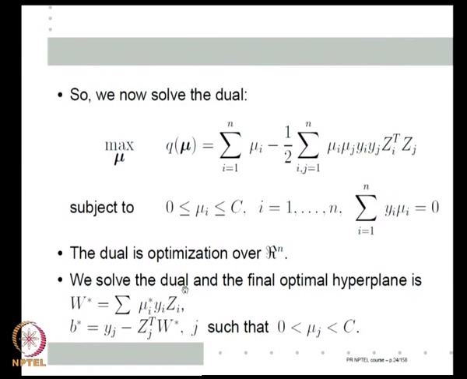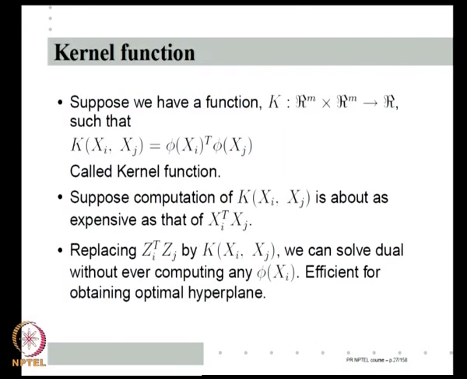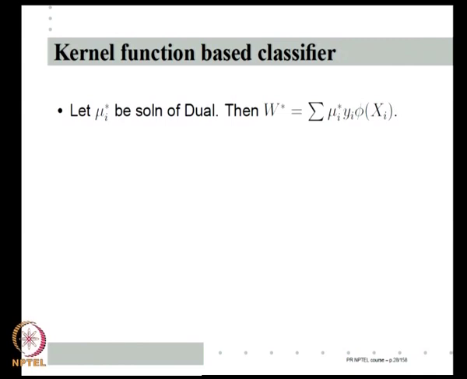So, does it mean that I have to always take every vector into the m prime dimensional space and then use W star to classify it? No. As it turns out, the kernel also helps me to find the classification of any new pattern also very efficiently. Let us say mu i star is the solution of the dual.